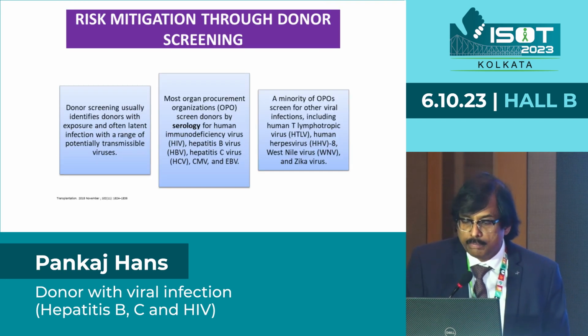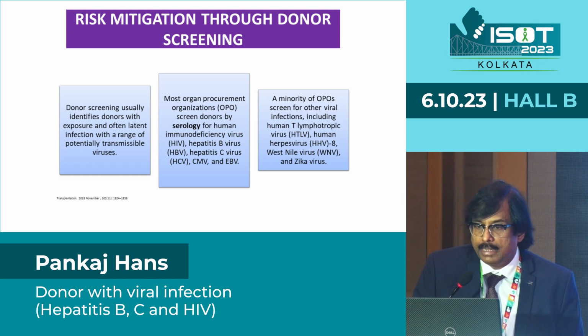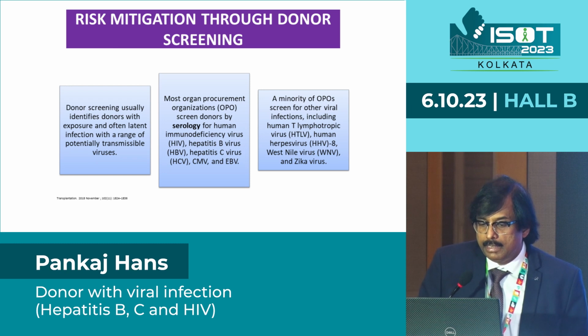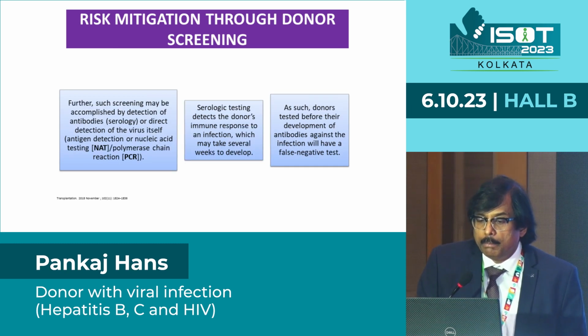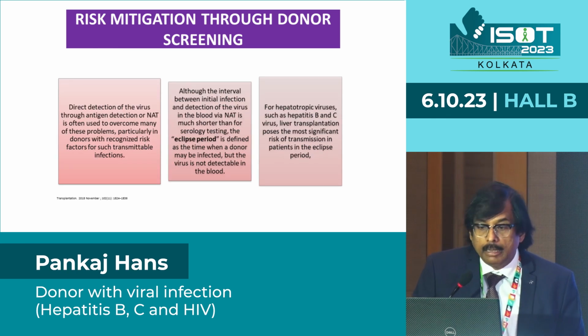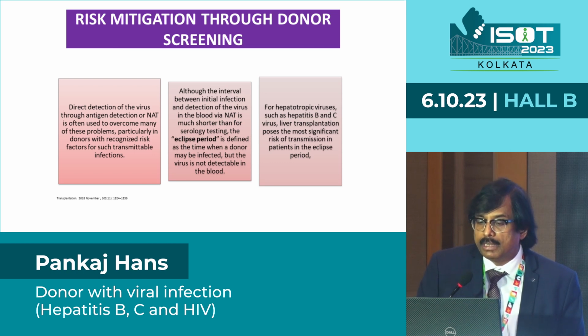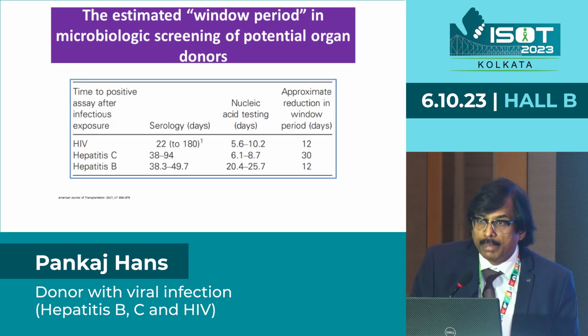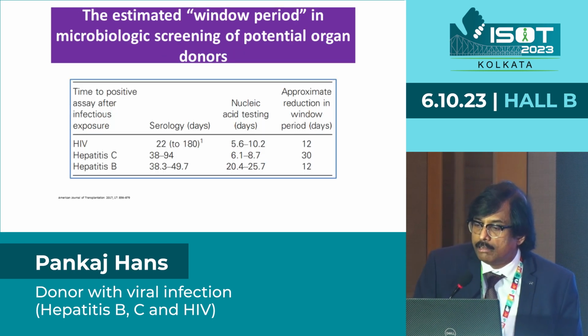So how to do this risk mitigation? It is done by serology test as advocated by most organ procurement organizations, which can further be added to by NAT or PCR, but in spite of this, we can miss a few cases because hemodilution, because of blood transfusion, large volumes of IV fluid infusion can result in false negative results. During the eclipse period, that is when the donor is infected but the virus is not detectable, we can also miss these infections. Advantage of nucleic acid testing is that the window period is reduced to a greater extent.